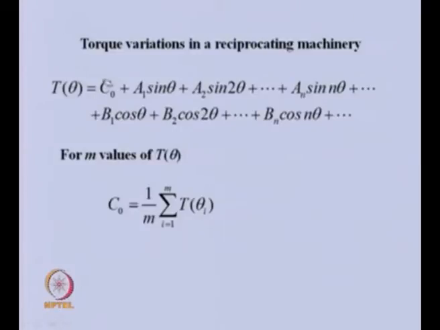As we know, this particular constant is nothing but the mean of the torque, which is expressed like this. Once we know how the torque varies with theta, for 0 degrees, 10 degrees, 15 degrees and so on, we can get the mean torque from this kind of data. And these A1, A2, up to AN and B1, B2, up to BN, we can obtain by the following procedure.